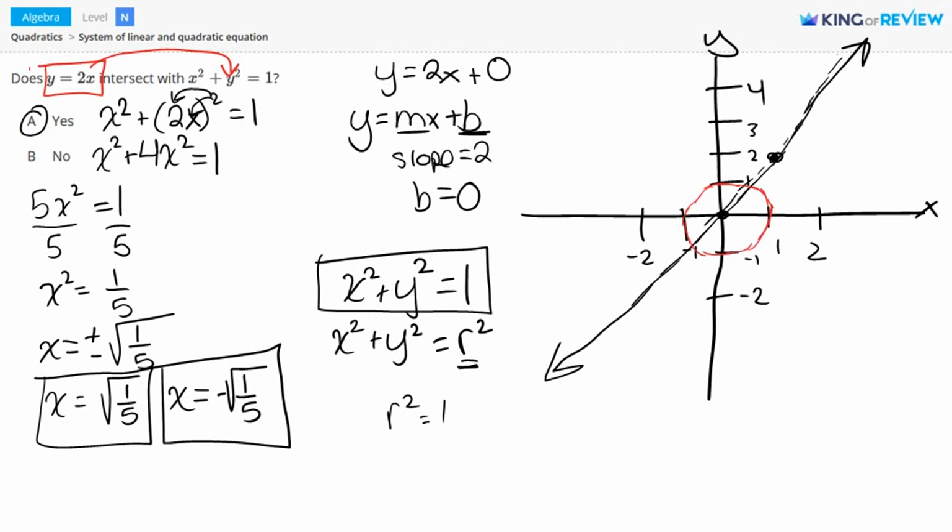So here's a rough plot of what our circle looks like, and you can see that the line and the circle intersect twice. So there are multiple ways to solve this problem.